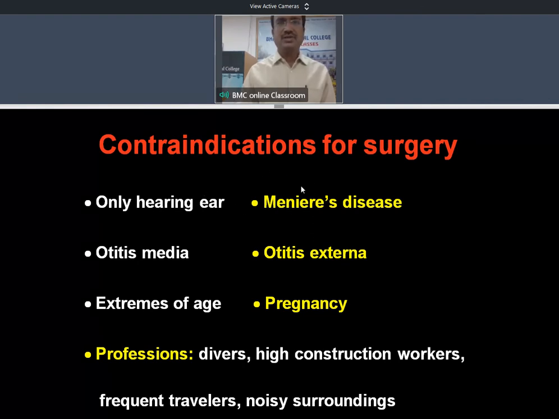Otosclerosis associated with Meniere's disease, otitis media, otitis externa, extremes of age in childhood and old age, and pregnancy are also contraindications. Those who work as high construction workers, frequent air travelers, those working in noisy surroundings, and divers: profession-wise, these people are not advisable for surgical treatment. So extremes of age, pregnancy, disease in the external auditory canal, or otitis media, that is middle ear disease.